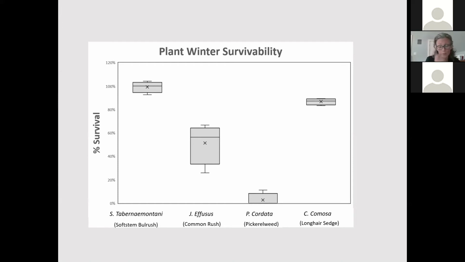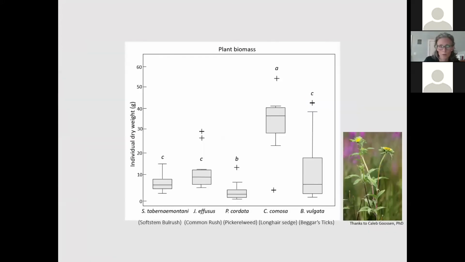Those studies tend to report really good performance with pickerelweed, but in our case pickerelweed didn't even make it through the winter. So that doesn't make it a very good choice. But soft stem bulrush was a champ. They all made it through. And long-haired sedge did pretty well as well.